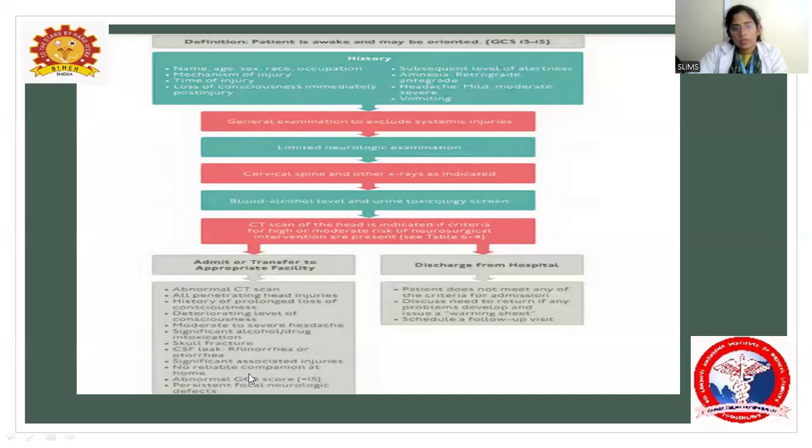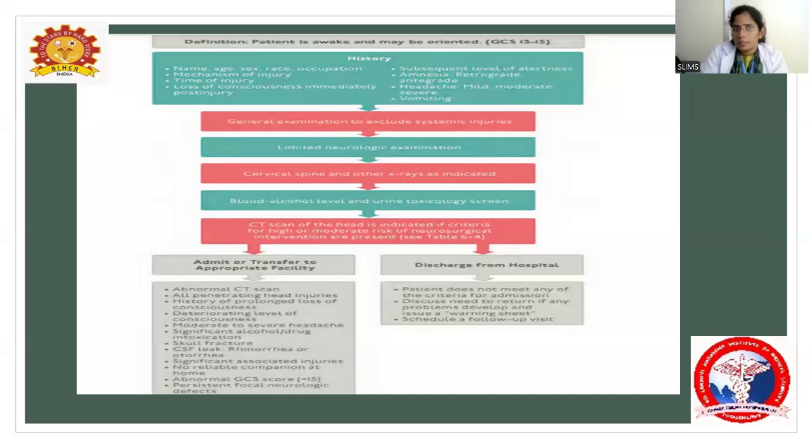Also if there are significant associated injuries such as hemopneumothorax or cardiac tamponade, if there is no reliable companion at home, if there is abnormal GCS that is less than 15, or persistent focal neurological deficits are present, then you will admit the patient or transfer the patient to a higher care facility. If these criteria are not met, then you will discharge the patient.